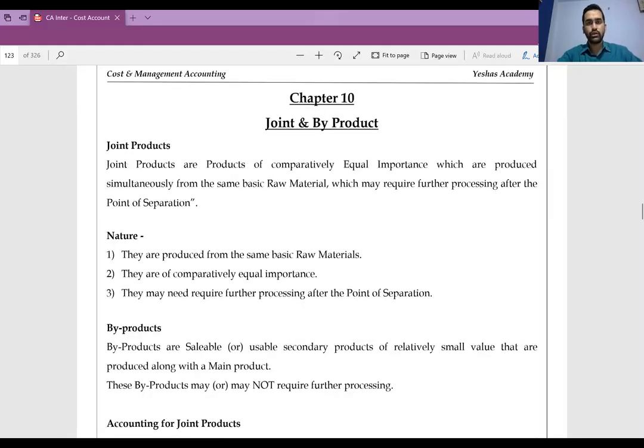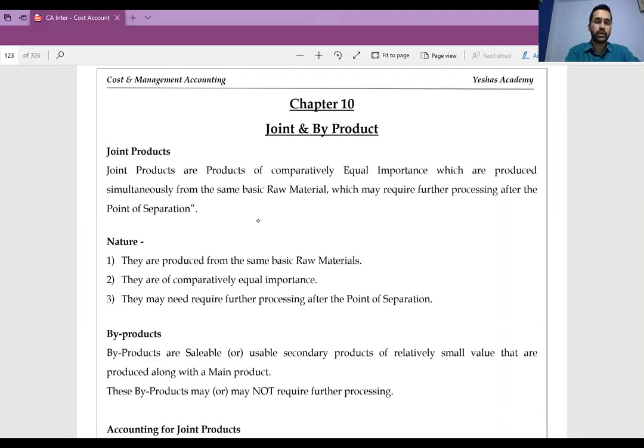How is byproduct different from joint product? From costing perspective, what are the important things that we need to learn, and other things you will get to know in today's class. I will open the textbook. Yes, right here we are. Joint product and byproduct. So what is joint product?